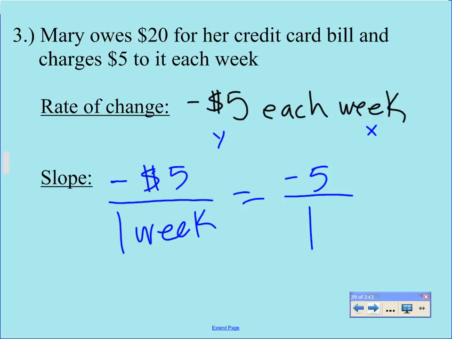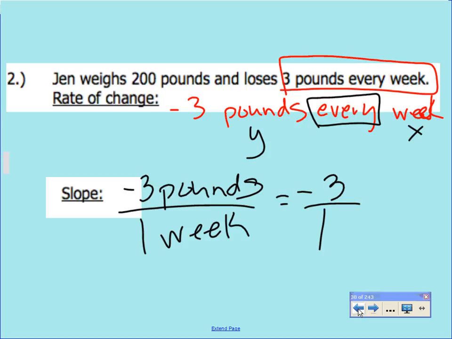Will, question? The 20 is the y-intercept, and we didn't talk about that yet. Just like in this one, the 200 is her initial weight. That's the y-intercept. We didn't talk about that yet. Good question. Did you guys notice anything?